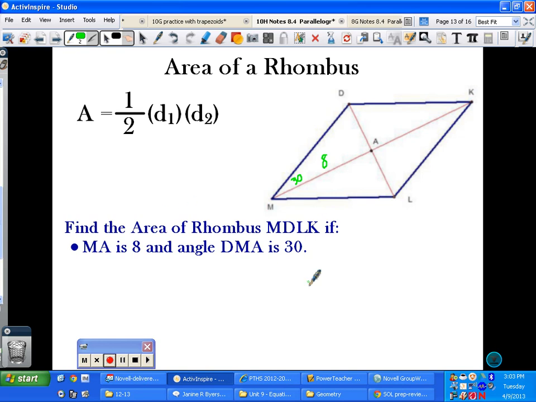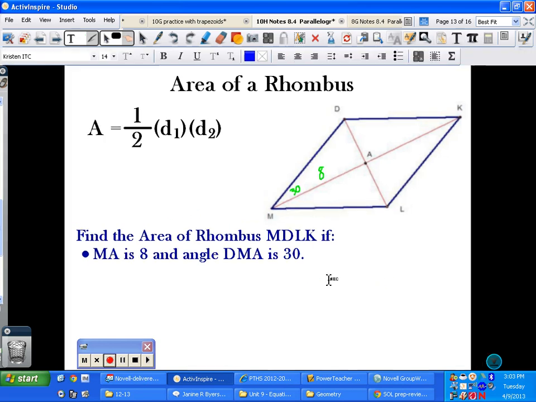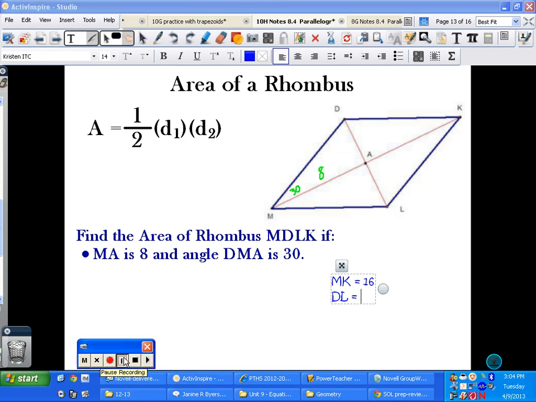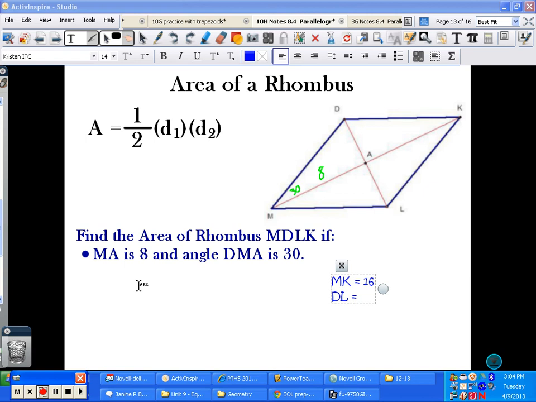Then we'll look at finding the length of DA, and doubling it for the length of DL. We already know that one of the diagonals, MK, is 16. So MK equals 16. We need to know DL, and to find that, we're going to need to find DA. So to find DA, I'm just going to use trigonometry. I'm going to say that this is the opposite, and that is the adjacent. So the tangent of 30 is equal to whatever DA is over 8. So it's DA over 8.